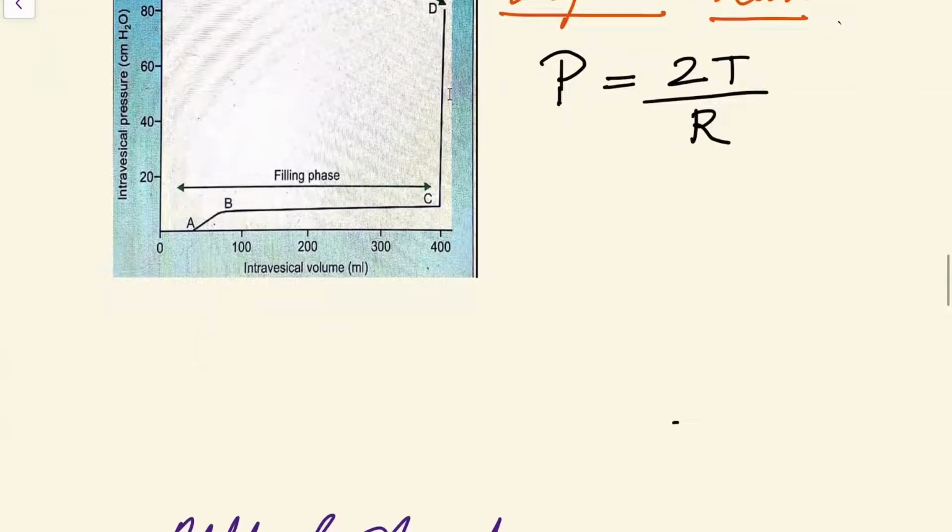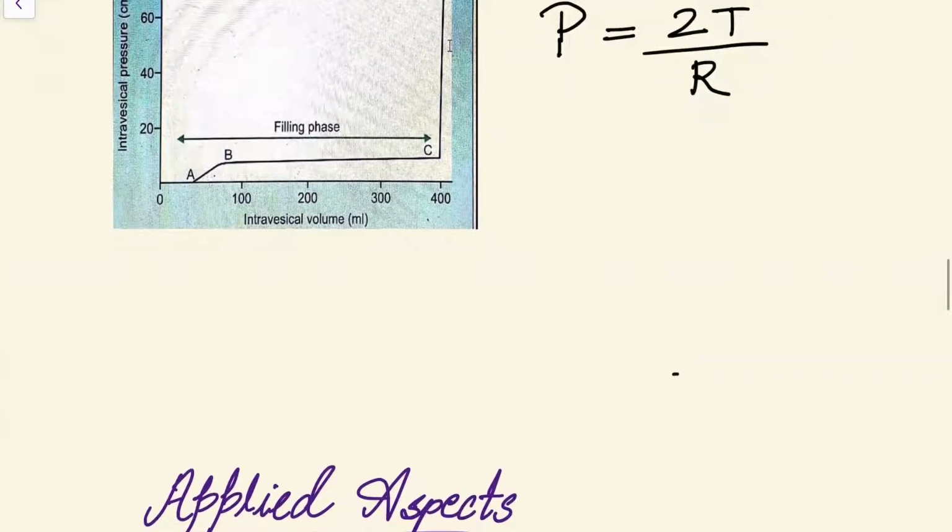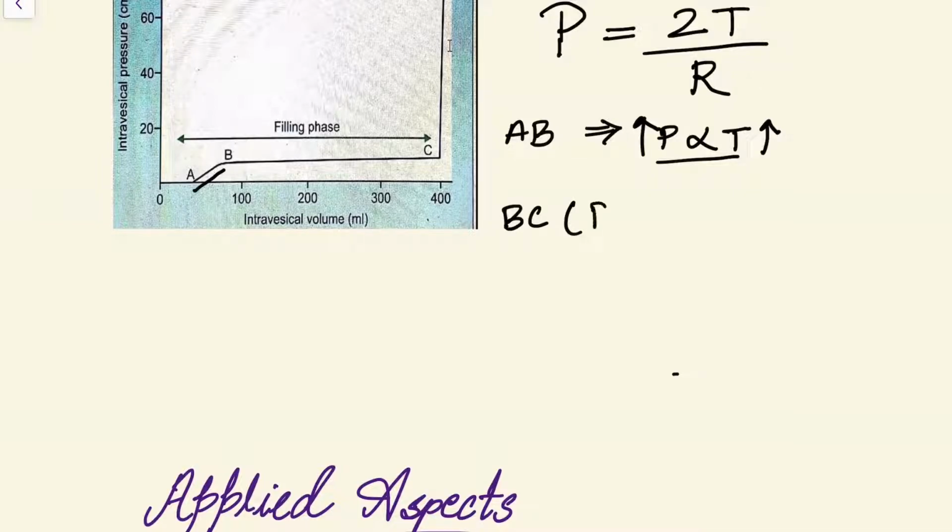Now let's divide this thing into segments. Coming to the AB segment, here the pressure is directly proportional to tension. As a result, as the tension increases due to the filling of the bladder, the pressure also increases, as seen here.